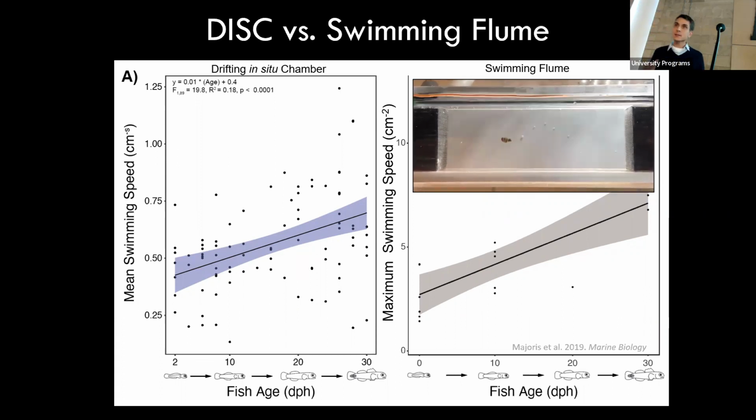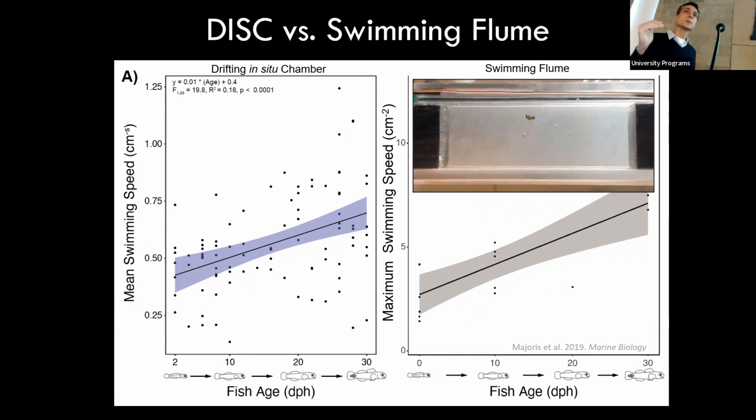And I can test the larva's maximum swimming speed by gradually ramping up the speed in the flume until the larva effectively falls off the treadmill. So it kind of crashes on the back mesh here. Okay, and so using this flume, I swam Elori larvae at 0, 10, 20, and 30 days post-hatch. So I could test their maximum swimming speeds.